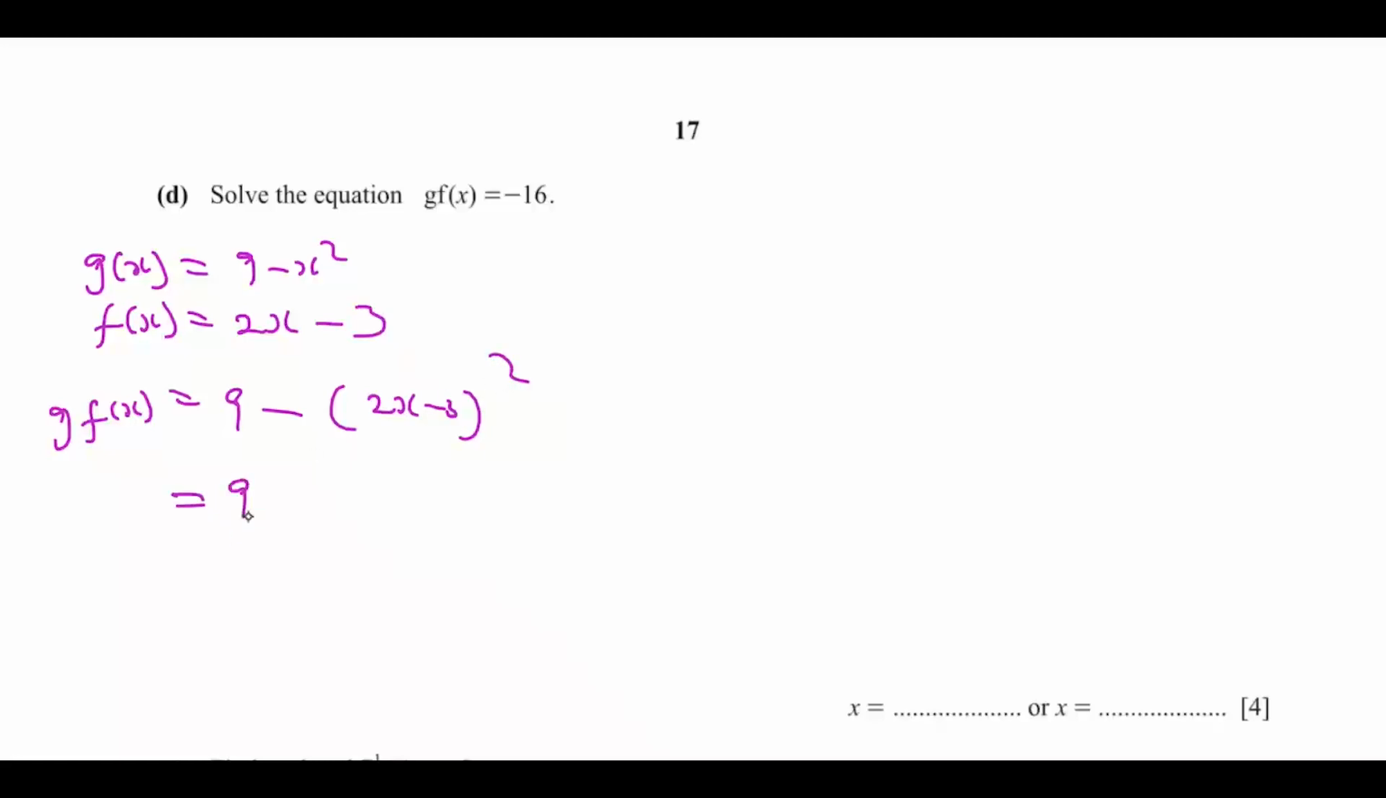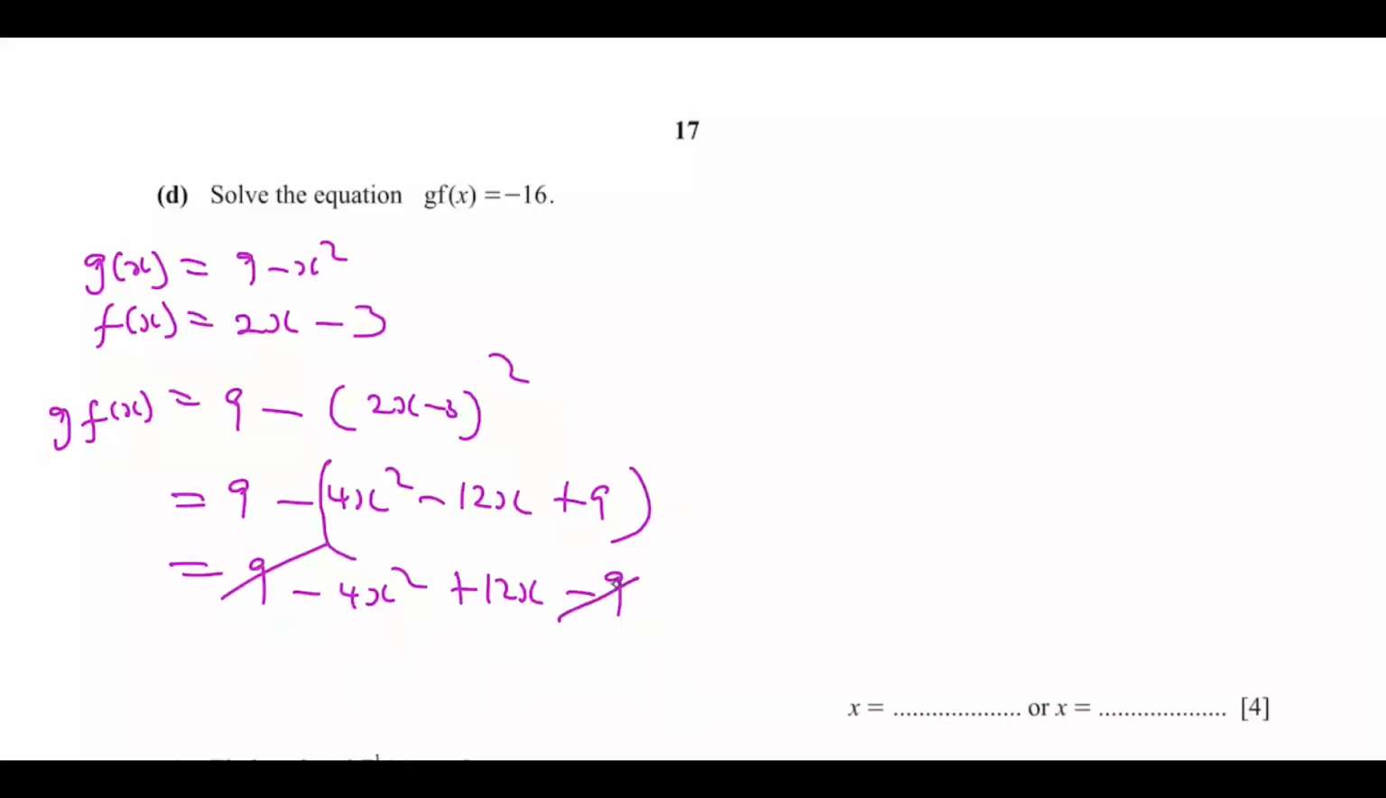So this will be equal to 9 minus, the shortcut to this, square 2x, so that will be 4x squared. Let's put it in brackets. Then 2x times minus 3 will be minus 6, then times 2, that will be minus 12x. Then minus 3 squared will be plus 9. So we now expand the bracket with this negative sign. That will be 9 minus 4x squared, then plus 12x, then minus 9. So this, we cancel out. That means gf of x will be equal to minus 4x squared plus 12x.